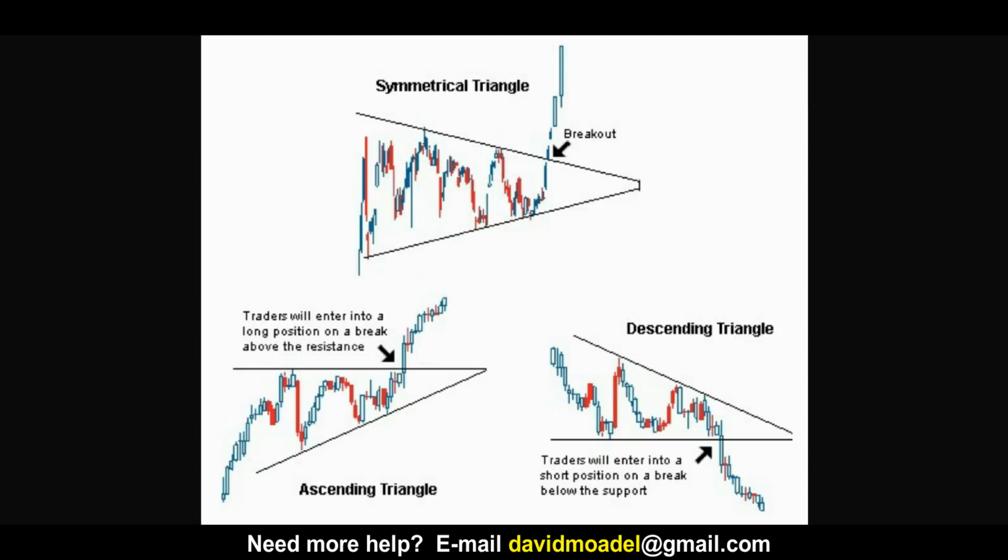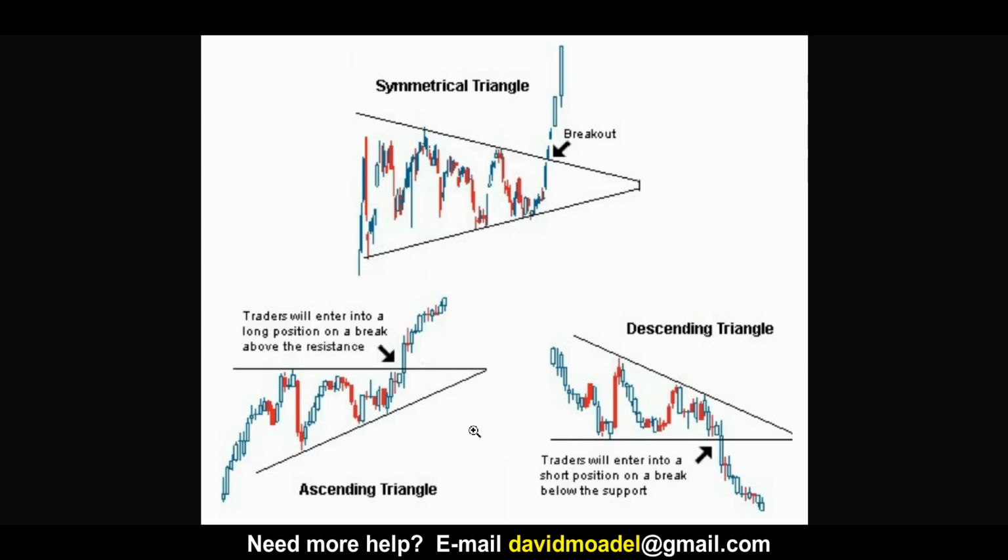Today I'm going to tell you all about triangles, or at least give you an introduction to triangle stock chart patterns. They're very powerful. There are three main types of triangles. You have the bullish one, the ascending triangle. You have the bearish one, the descending triangle, and then you have the symmetrical triangle. And you don't know if it's going to be bullish or bearish, it depends on which way it breaks.